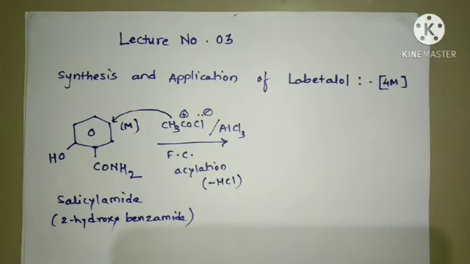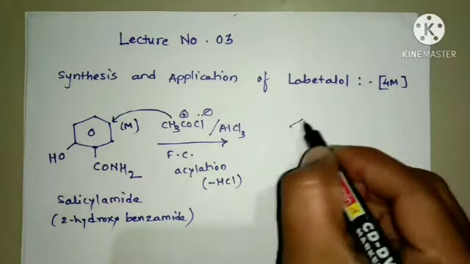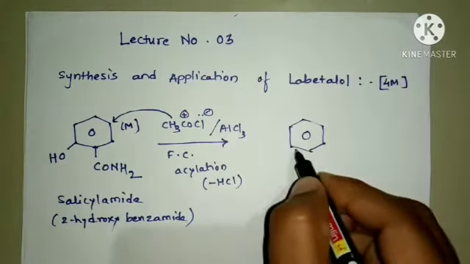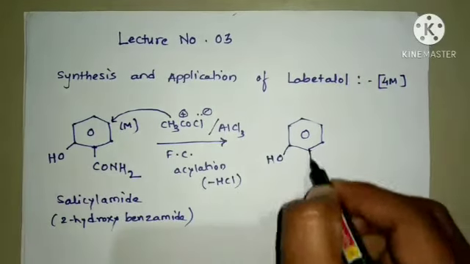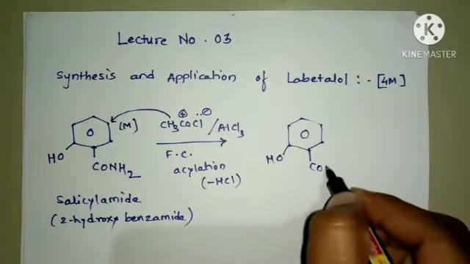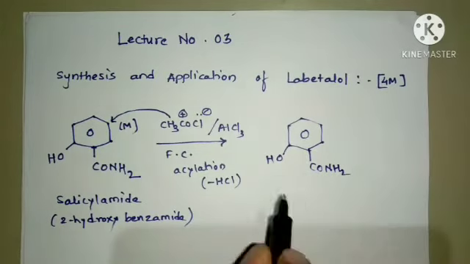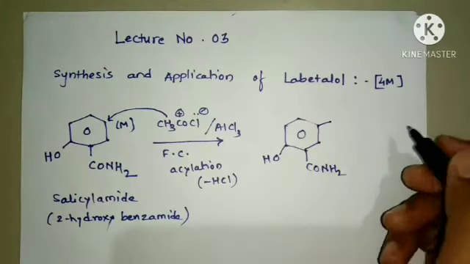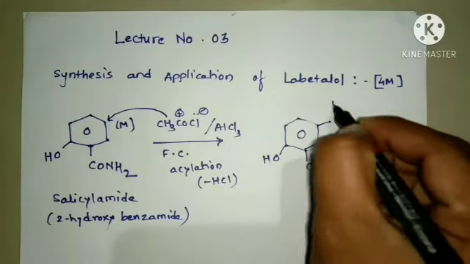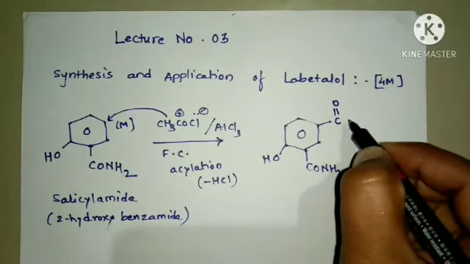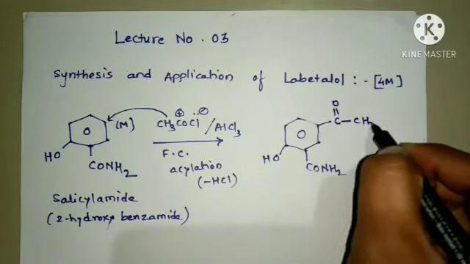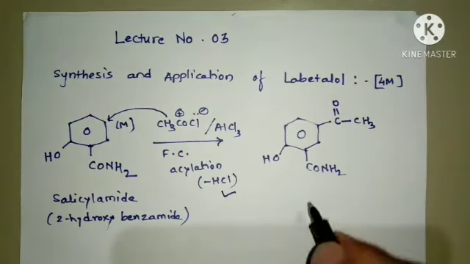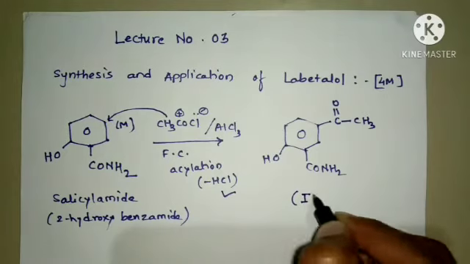in the first step, and you will get the intermediate, that is CONH2 on the benzene ring and OH remaining, and the electrophilic attack at position 3, that is the meta position, is attached to COCH3 and the byproduct is HCl. So this is the first intermediate.